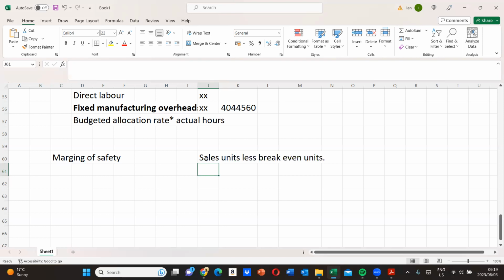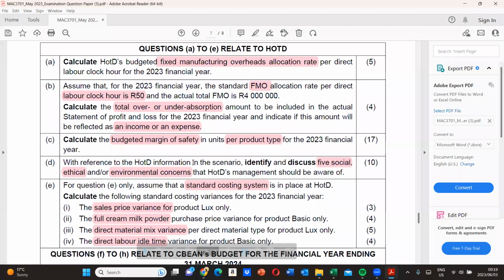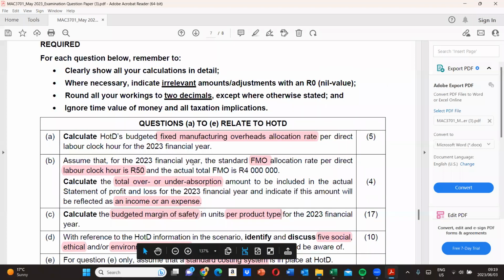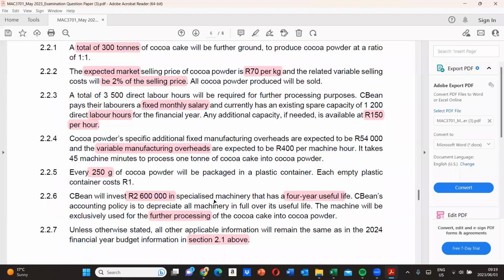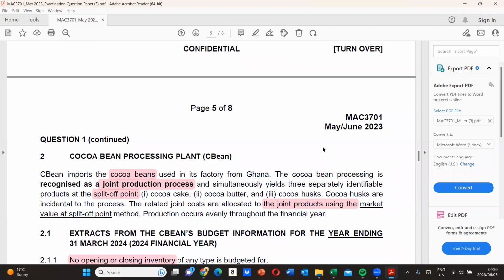So let's quickly see now, in this regard, what is going on. Let's quickly check it out. They said budgeted. So I want to determine what is the budgeted number of units which they are selling. So in that regard.